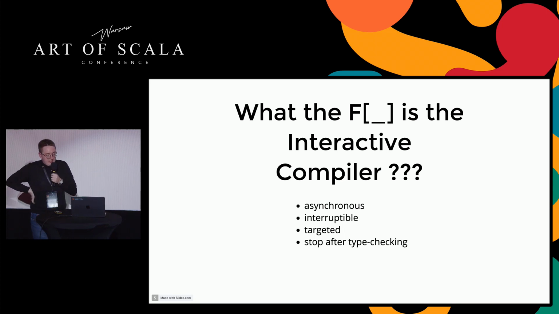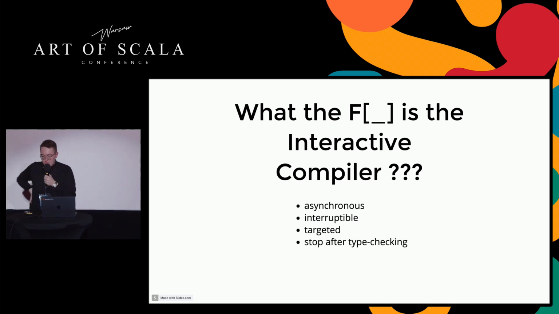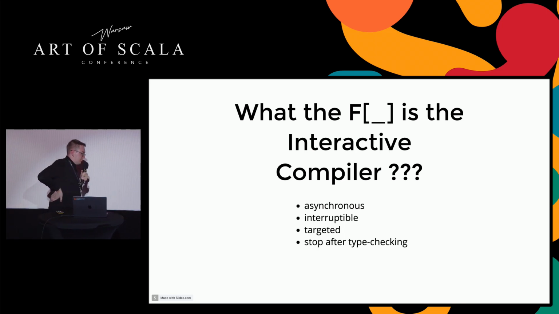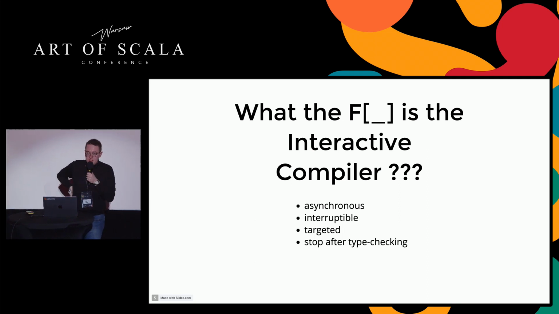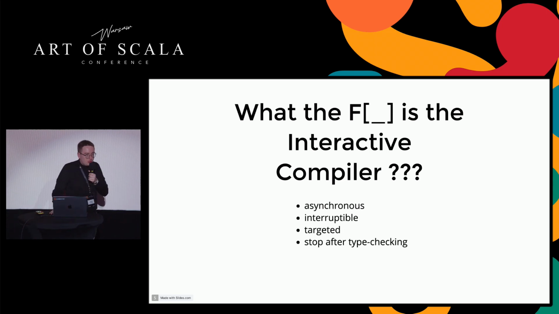So why does it have to be asynchronous? You can send multiple requests from your IDE, so they have to be handled asynchronously. Why does it have to be interruptible? If we send 5 requests for completions, we don't care about the 4 previous ones. We can just skip them because the latest one is the valid one. Then it has to be targeted. We shouldn't recompute stuff that doesn't need recomputing.